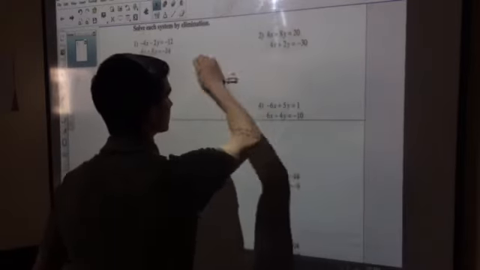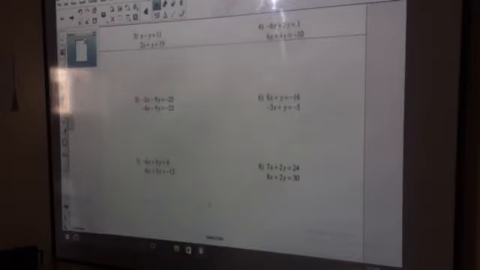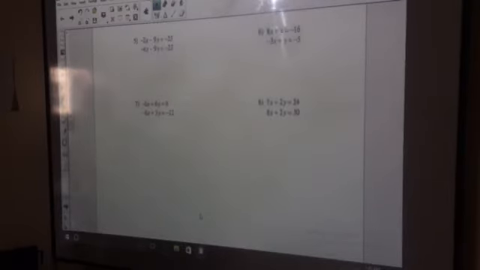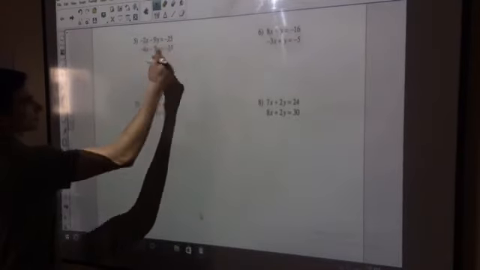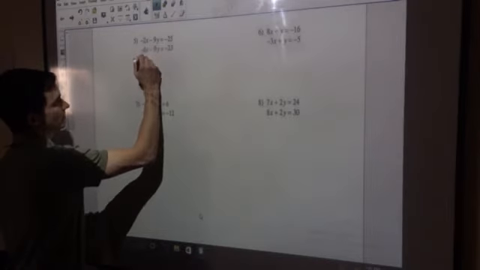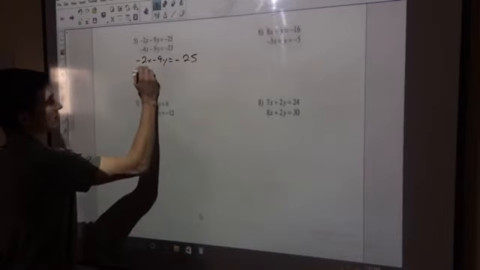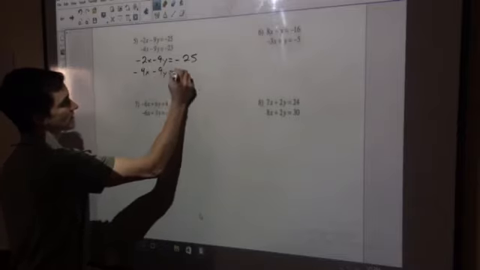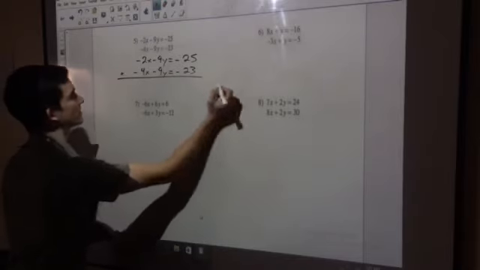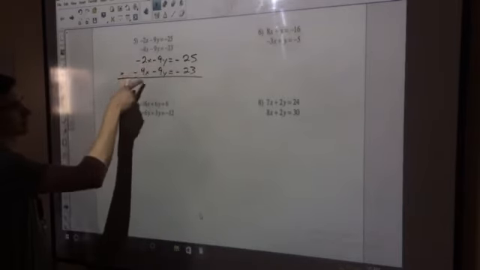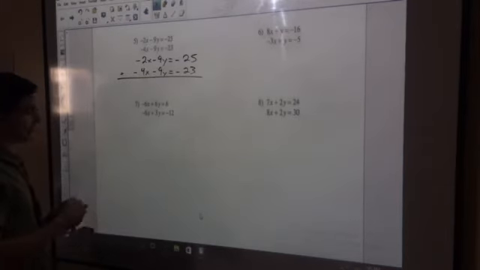I want to do one that's not going to cancel. So number 5 right here is not going to cancel. So number 5 says negative 2x minus 9y equals negative 25. I'll rewrite this real quick. Negative 2x minus 9y equals negative 25, and negative 4x minus 9y equals negative 23. So if I were to add these together at this point, nothing's going to cancel. Negative 2x plus negative 4x is negative 6x. Negative 9y plus negative 9y is negative 18y. So I don't want to add these just yet.